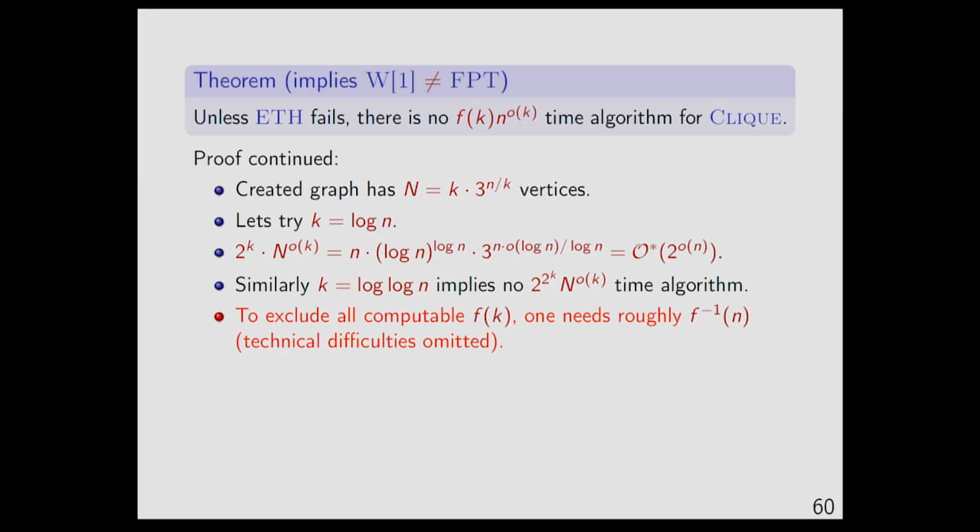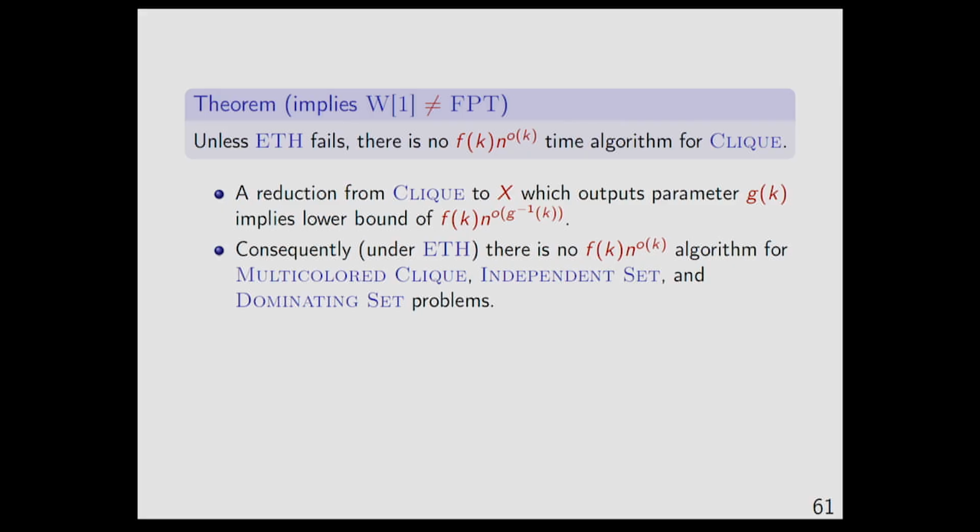So if you wanted to rule out any computable function f of k, then one needs roughly k to be f inverse of n, and then do the maths. But I am in no mood to do all this computation at the end of my talk. So this theorem: unless ETH is false, there's no algorithm for clique. So we have seen a reduction from clique to X, which outputs parameter g of k, and then you get the corresponding lower bound. So what does it imply?